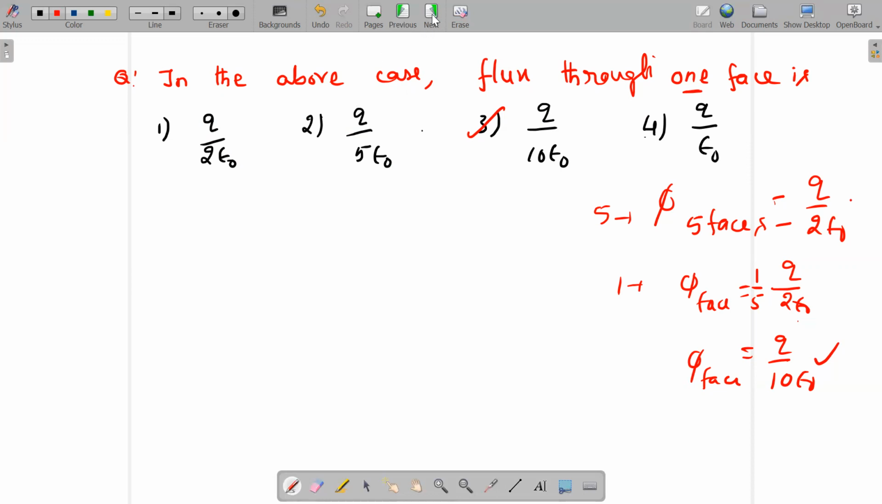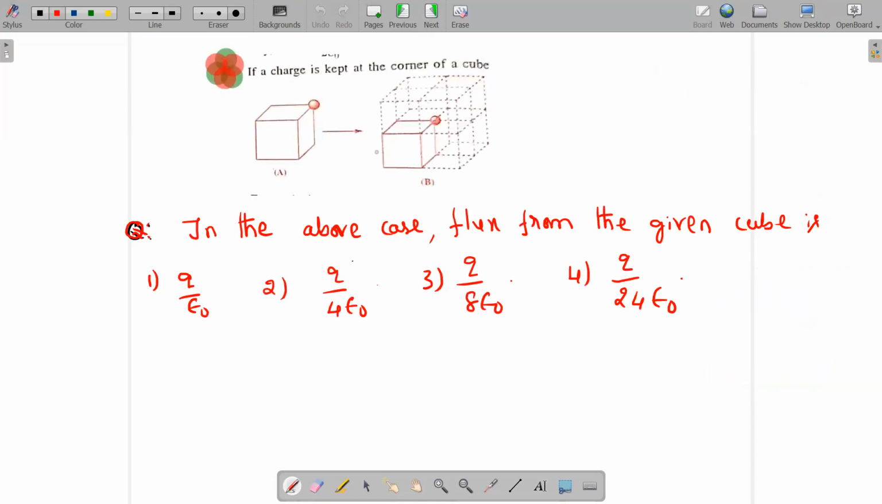Okay, next let us see the next conceptual point related to this. If the charge is kept at the corner of a cube, then in this case, and the above case, what is the flux from the given cube? So this is a given cube. In this cube, the charge is kept here at the corner. At this corner it is kept. Now, what is the flux through this entire cube is the question.